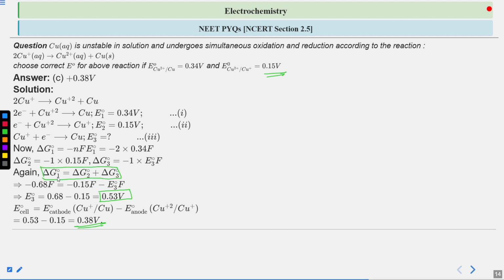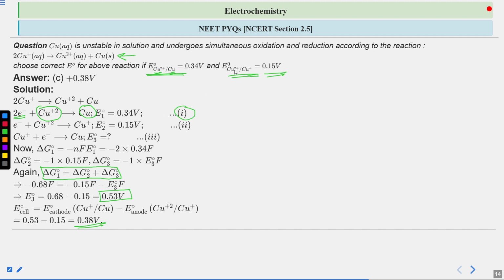Okay, so let me explain again how delta G1 naught equals delta G2 naught plus delta G3 naught, as per the question. First of all, we know this reaction is given, in which oxidation and reduction both are happening. How do we identify? The oxidation number is changing. Now we divide this reaction as per the given E0 values. This E0 value is given from copper 2 positive to copper. So copper 2 positive is becoming copper by gaining 2 electrons, and we are calling it the first equation.